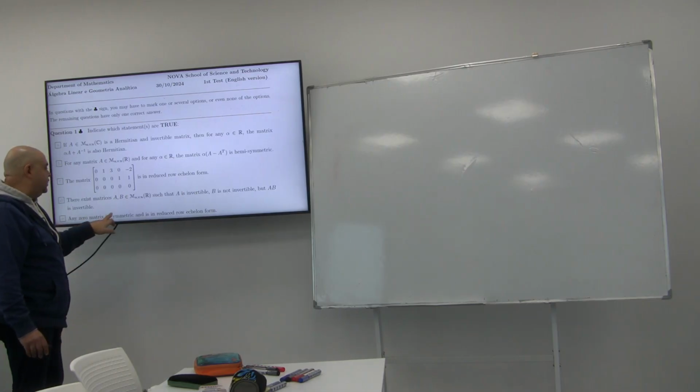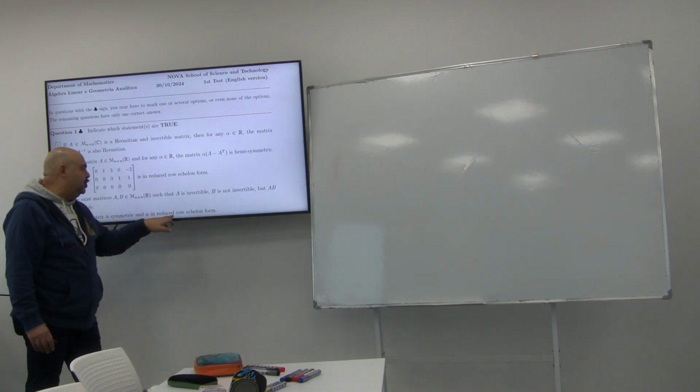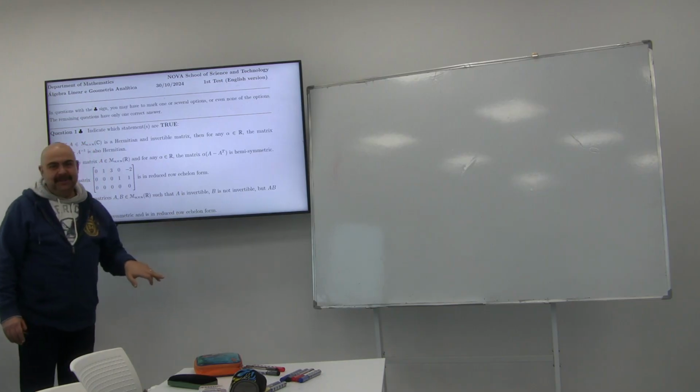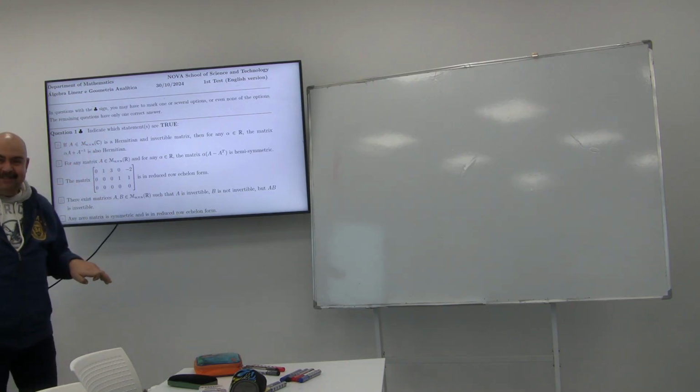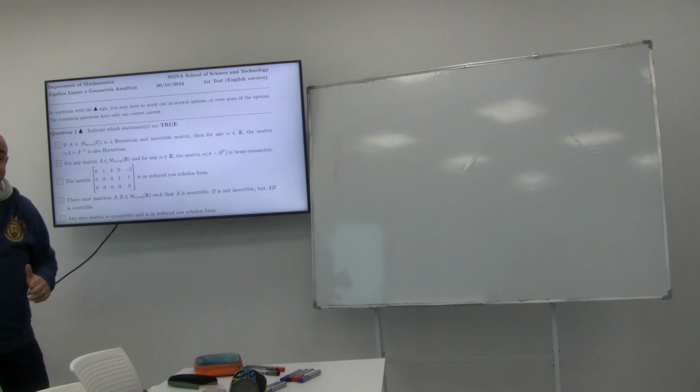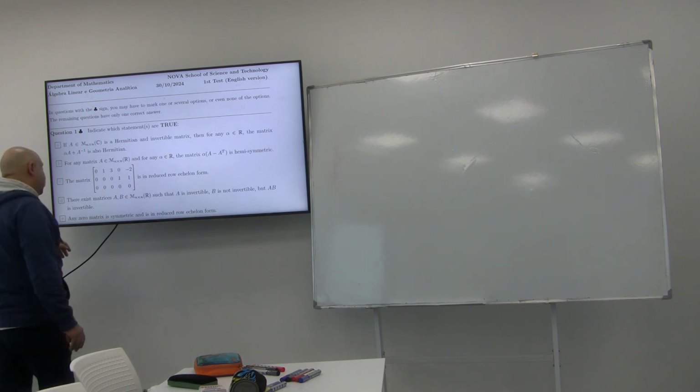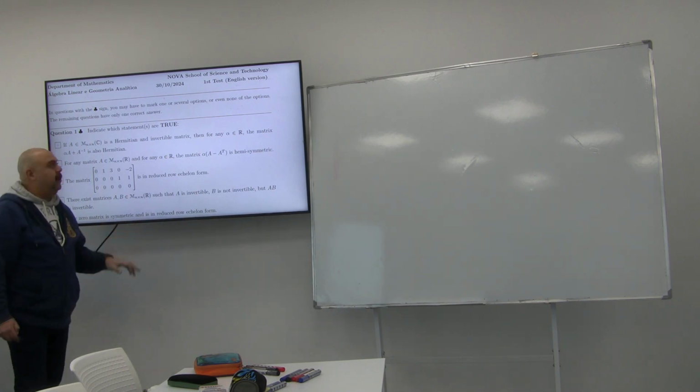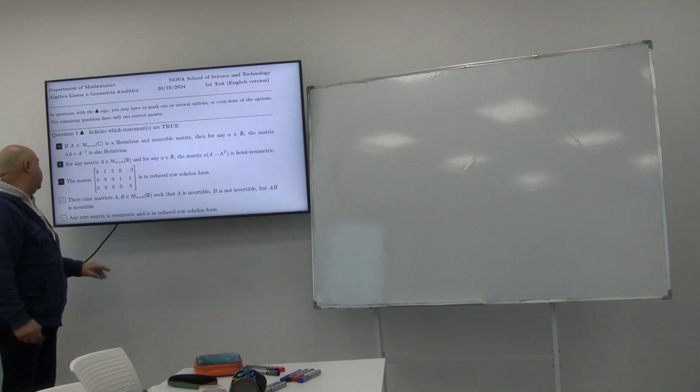Any zero matrix is symmetric and is in reduced row echelon form. This is a very tricky question. It needs you to be a good reader. You should read the lectures very well in order to understand the form that he is trying to push you around. Okay, let's do them step by step.